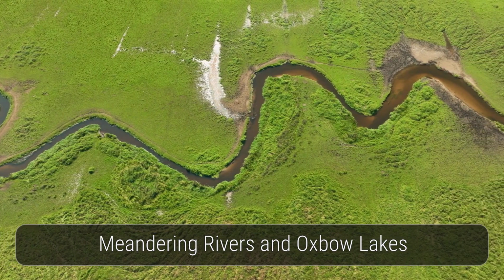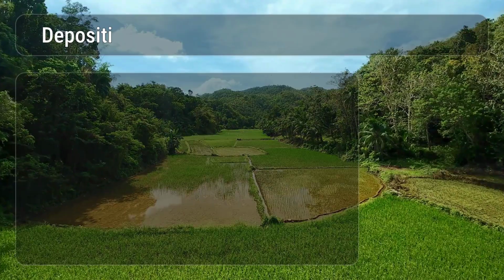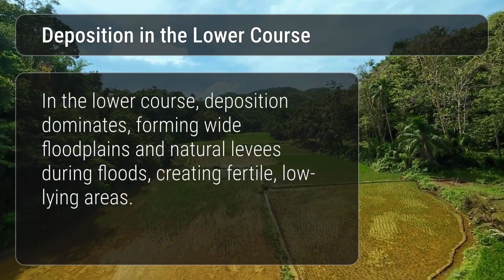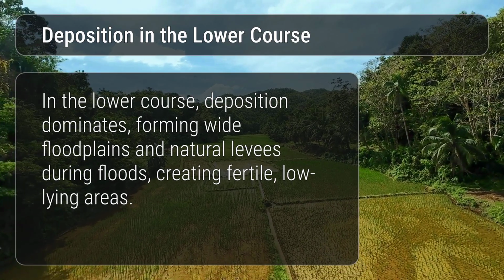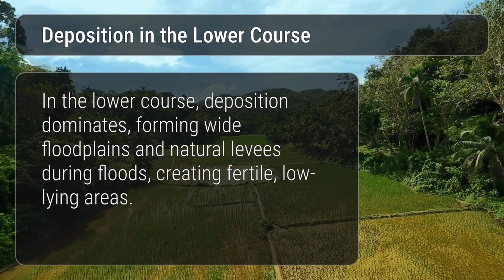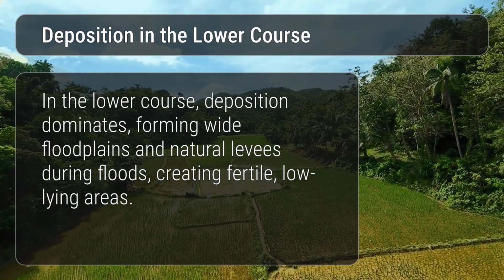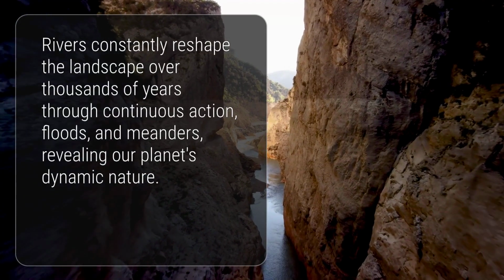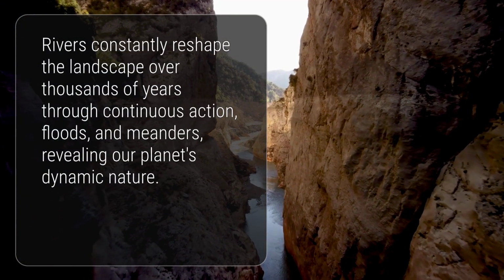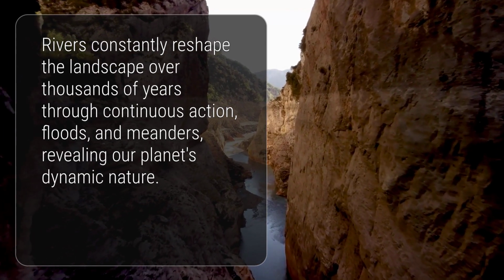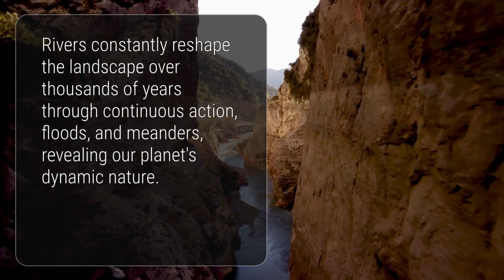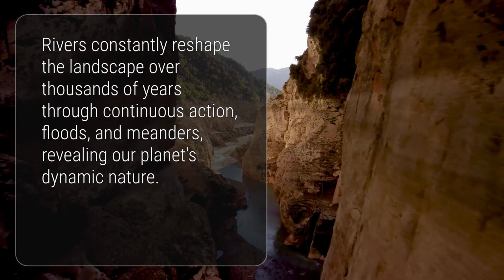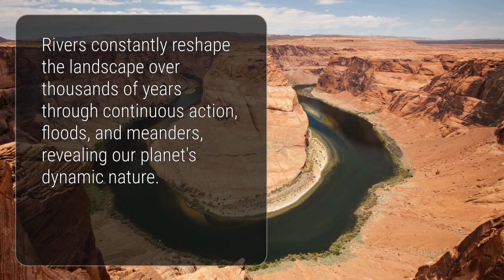Erosion and deposition work together here. In the lower course, on flat land, deposition becomes the dominant process. Rivers build up wide floodplains and natural levees during floods. This creates fertile, low-lying areas. These changes don't happen overnight. They are the result of continuous river action over thousands, even millions, of years. Rivers are truly powerful forces that sculpt the world we live in, constantly reshaping the landscape one ripple, one flood, one meander at a time.